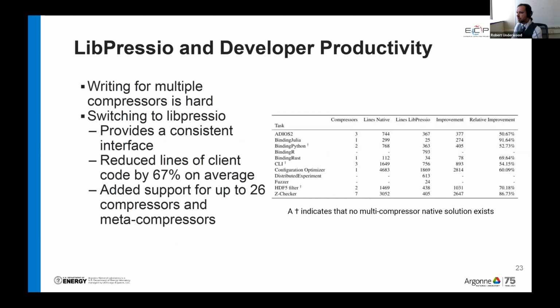Now, as to compressor productivity, we looked at a variety of different use cases for representing multiple compressors together, and the number of lines of code used to implement this particular interface for all of the compressors that Libpressio supports that were also supported by this tool. And what we find is that we can receive at least a 50% reduction in the complexity of the code. Most of this comes from consistent error handling and consistent configuration of the compressors. Next slide, please.